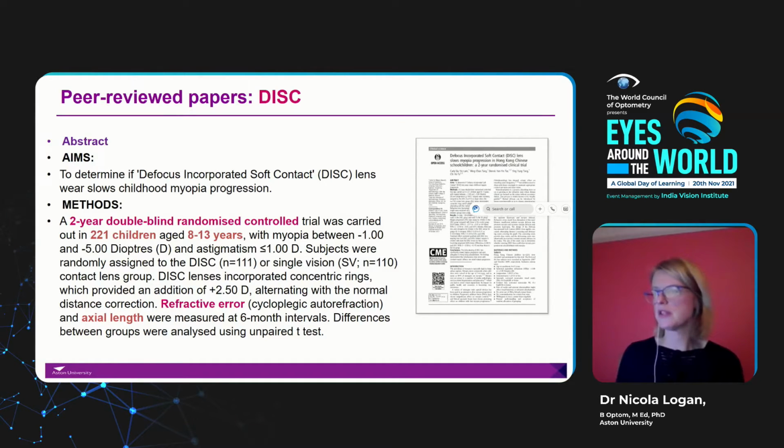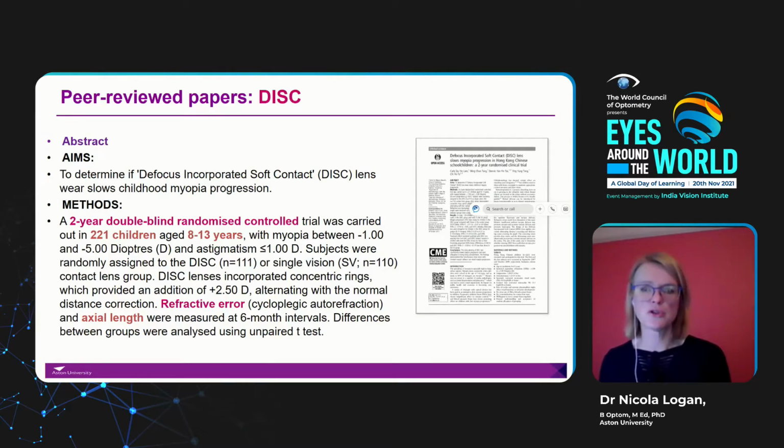I've just pulled out the number of children here. 221 children in this study, so a large number of children here. 8 to 13 years of age, and that corresponds to what we talked about earlier, where we see that myopia development and faster level of progression.